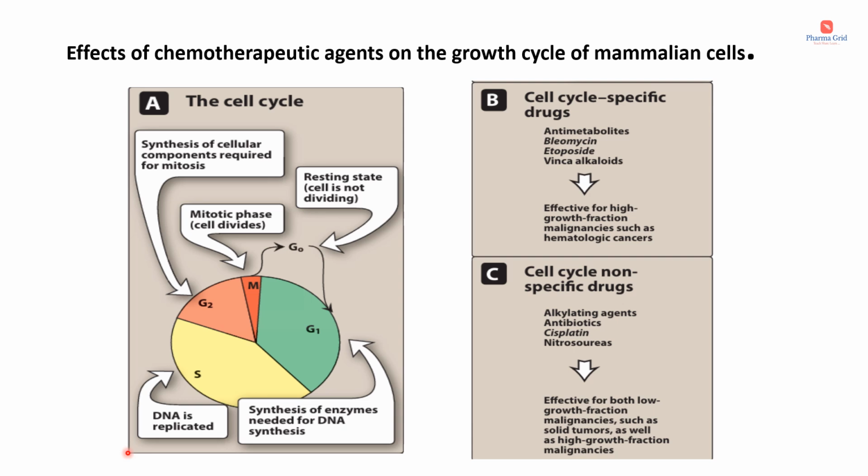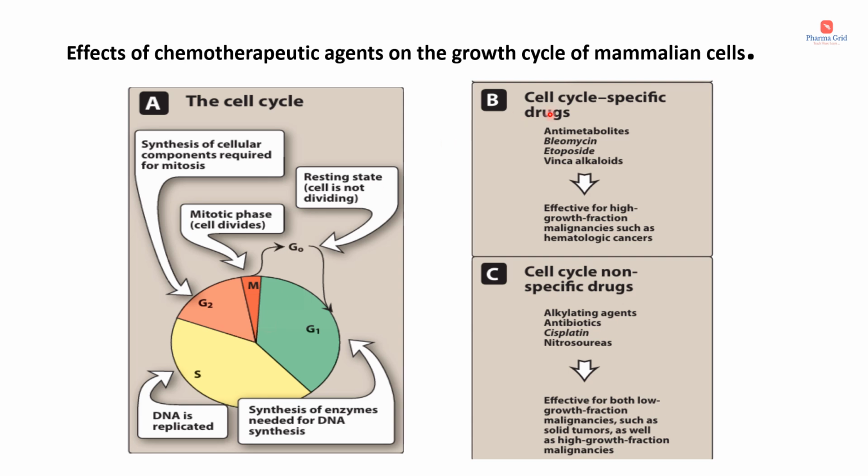So we have learned about the cell cycle in the previous slide. Now we will see the effects of chemotherapeutic agents on the growth cycle of mammalian cells. This is the cell cycle again. G0 phase means it is a resting state, where the cell is not dividing, and this is the G1 or first growth phase. Here synthesis of enzymes needed for DNA synthesis occurs. This is the S phase, where the DNA is replicated. Now the G2 phase means synthesis of the cellular components required for mitosis, and the next phase is the mitotic phase, where the cell divides.